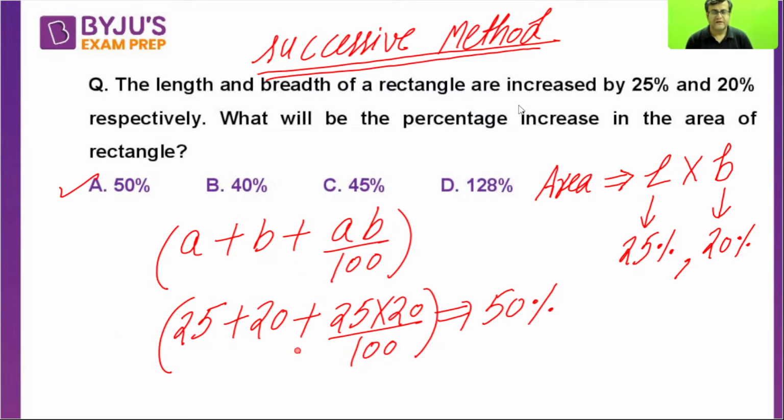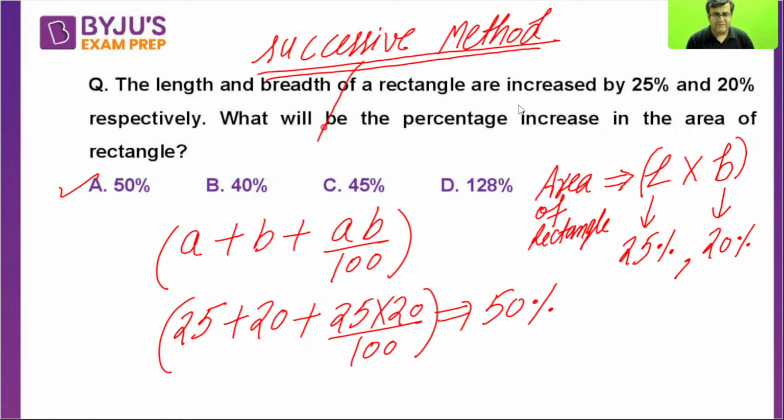Okay, no issue, Sonali. I'm telling you, area is area of a rectangle. Everybody knows area of a rectangle is equal to length into breadth. Length increases by 25%, breadth increases by 20%. So there is one term, area, depending upon two terms. So I can use this method a plus b plus ab by 100. Here a means length increase by 25%, b means breadth increase by 20%. So a plus b plus ab by 100 is the direct way to solve this question.